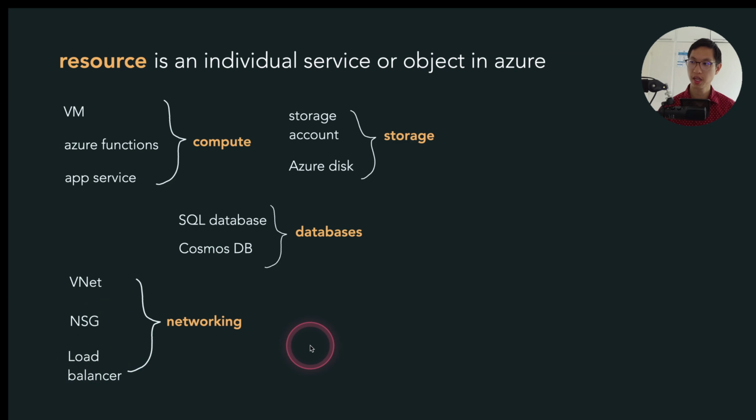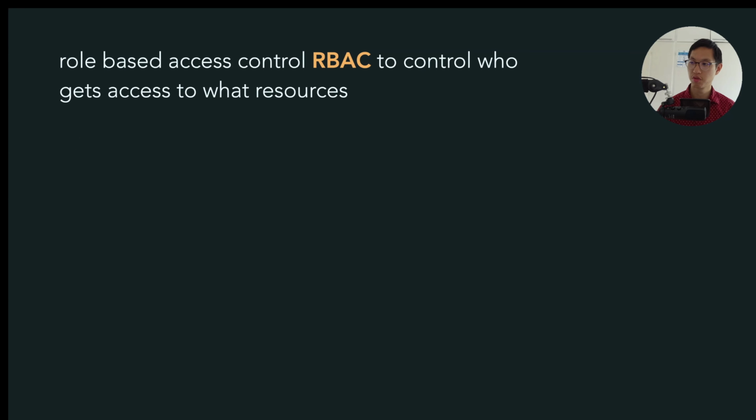And then you have a load balancer for when you have several VMs and you need to balance the load. And then for security, you have, for example, Key Vault and Microsoft to create the roles and permissions, IAM basically. And we talk a little bit about role-based access control, abbreviated RBAC, to control who gets access to what resources. So this is very important.